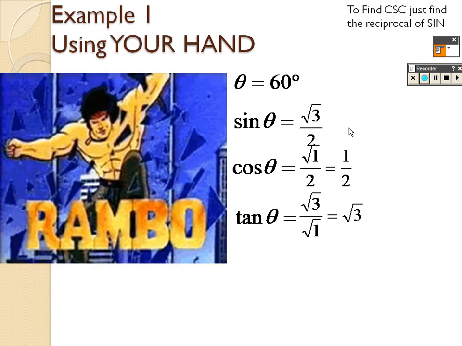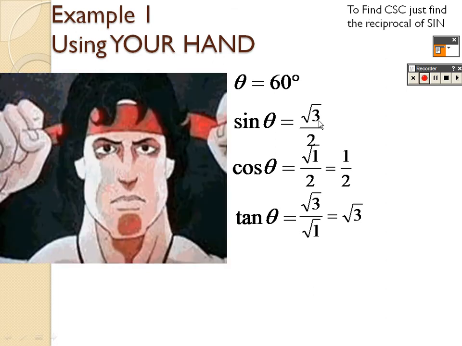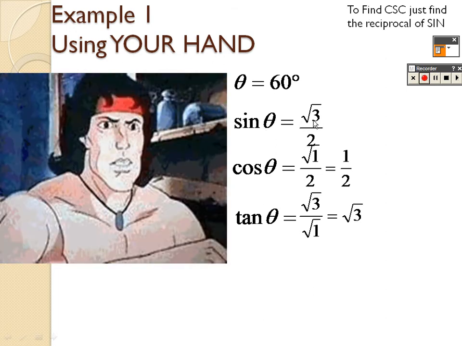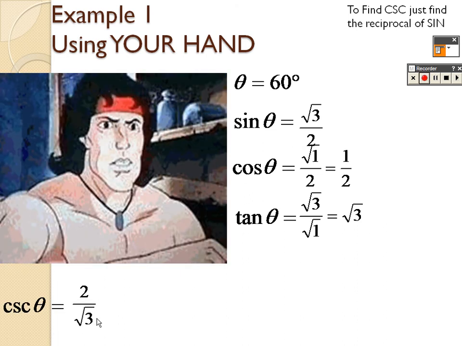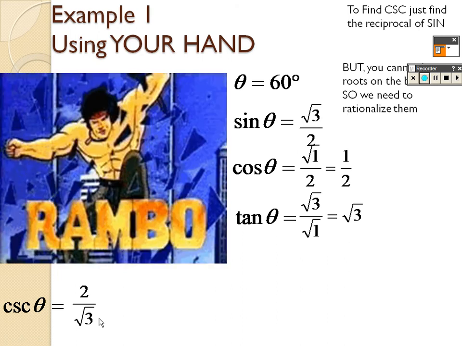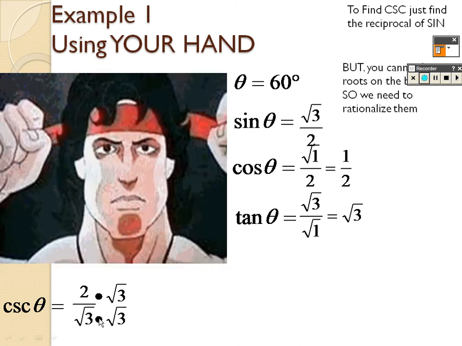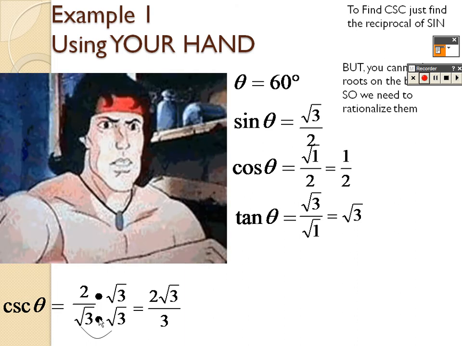To find cosecant, just find the reciprocal. So if sine is root 3 over 2, all you do is flip it. So cosecant is 2 over root 3. But remember, you can't have roots in the bottom. So you multiply both the top and the bottom by root 3 to rationalize it. So it's actually 2 root 3 over 3.